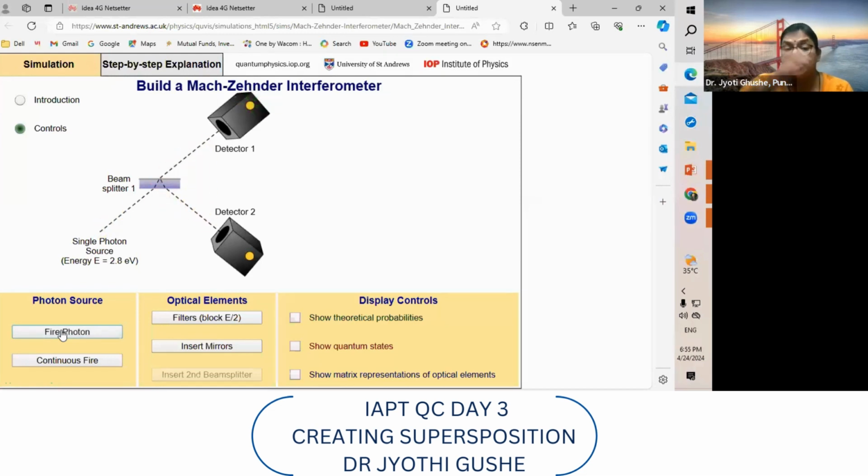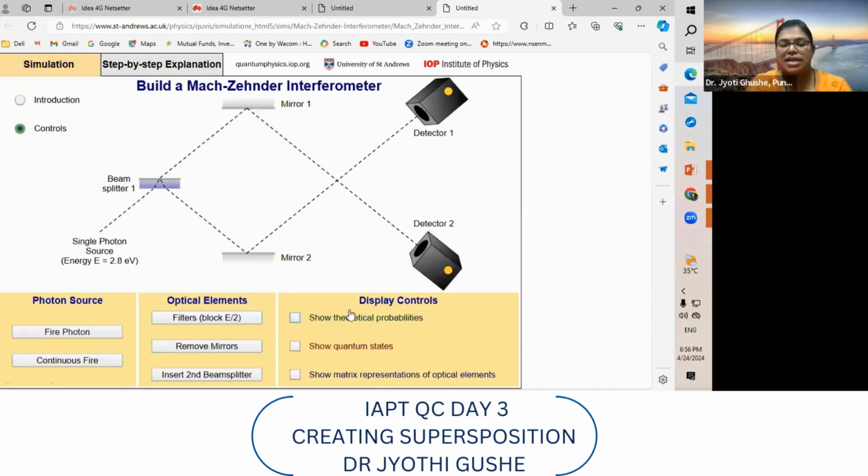It may so happen that 3, 4, 5 times it is detected in the first detector, and after that it gets detected in the second detector. Or if I fire continuously, I can see the effect. The photon is going. Unless I'm talking of the particle nature of light, I'm getting detector 1 receiving it or detector 2 receiving it. Now what we are doing, we are adding mirrors here, and we are adding one more beam splitter into this.